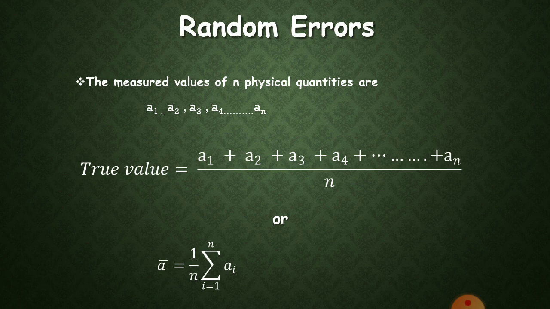When you are having n, i equal to 1, then you have 1 by 1 into a1. If you are having i equal to 2, you will have 1 by 2 into a1 plus a2. If you have i equal to 3, you will have 1 by 3 into a1 plus a2 plus a3. So summation is the compact form of this expression, and you have A bar is equal to a1 plus a2 plus a3 up to an divided by n. By doing so, we can remove the random error.